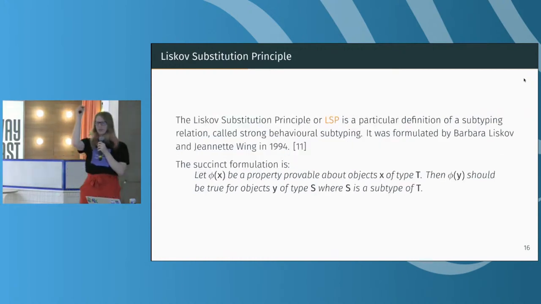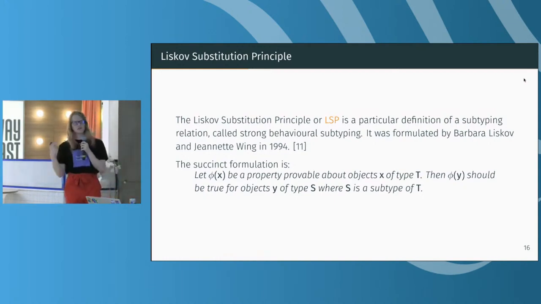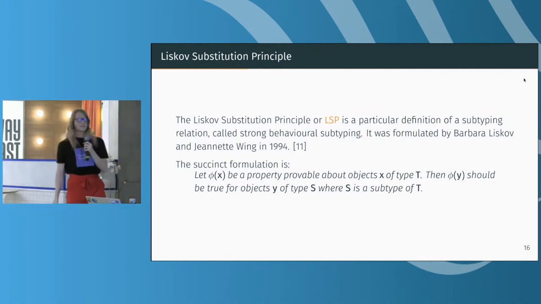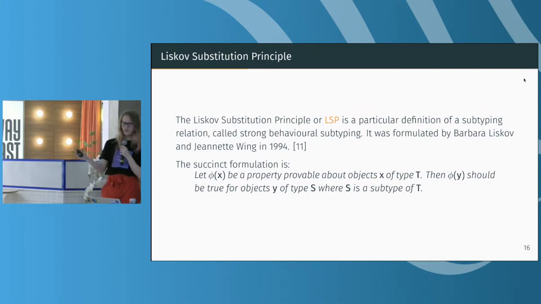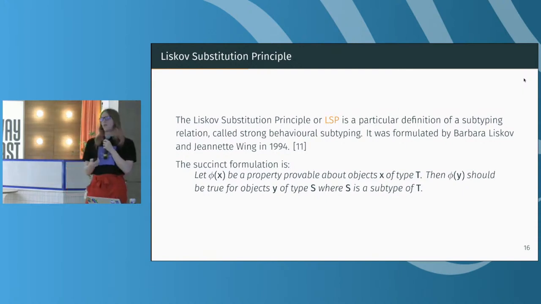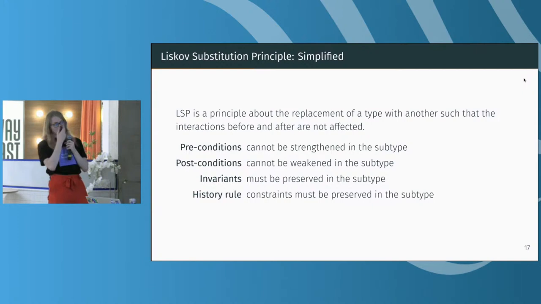LSP is a particular definition of subtyping, called strong behavioral subtyping, which was formulated by Barbara Liskov and Jeannette Wing in 1994. So it is 30 years to the dot. The succinct formulation: let φ(x) be a property provable about object x of type T, then φ(y) should be true for object y of type S, where S is a subtype of T. What the hell does this even mean?